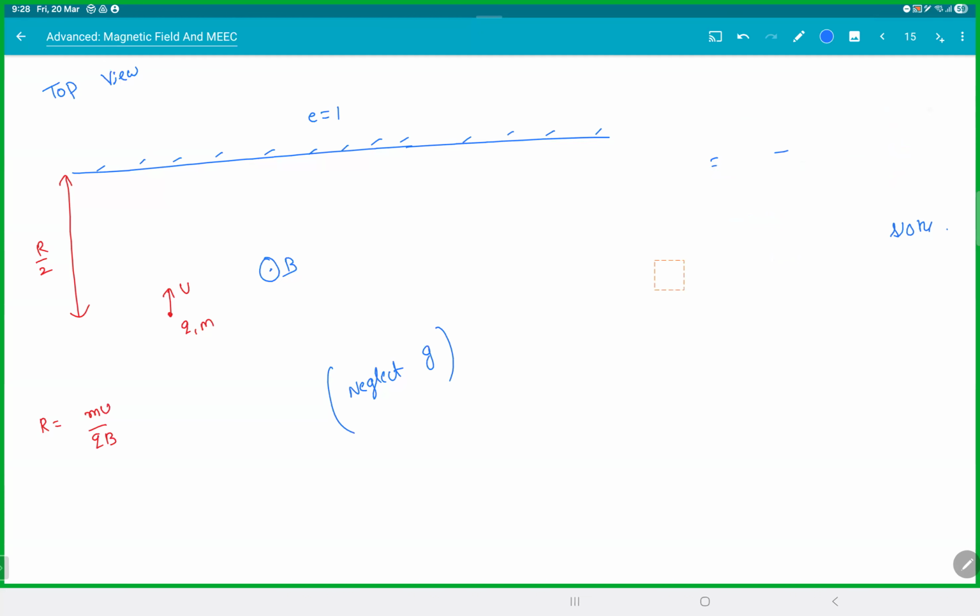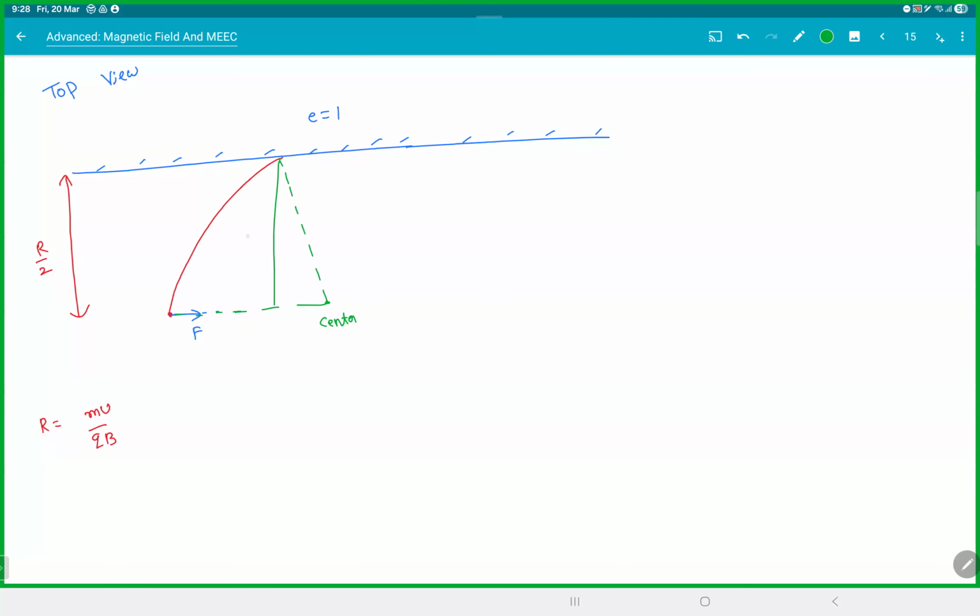Bit of a geometry. So this distance is r by 2. So QV cross B, the force will be this side. That means for this particle, the center will be somewhere here. So using that point as a center, try to draw a circle, and you collide here. Right? So this height is r by 2. This is r. So this angle is 30 degrees.